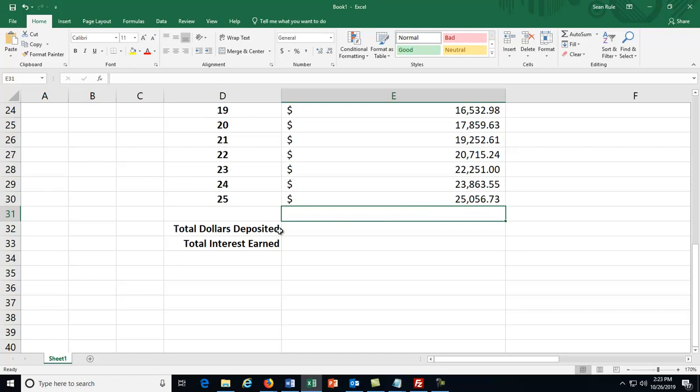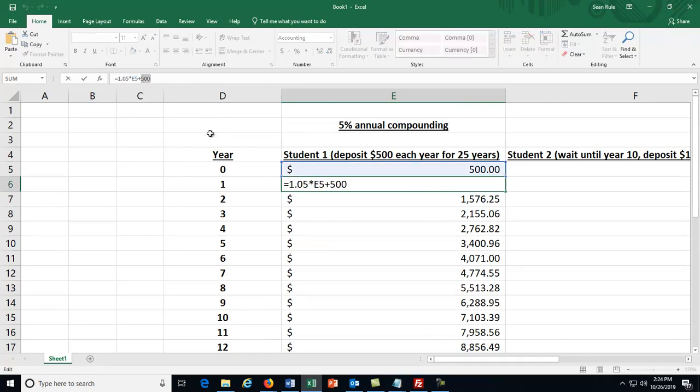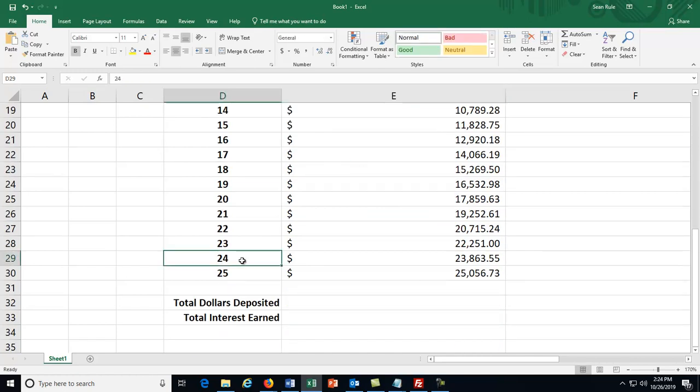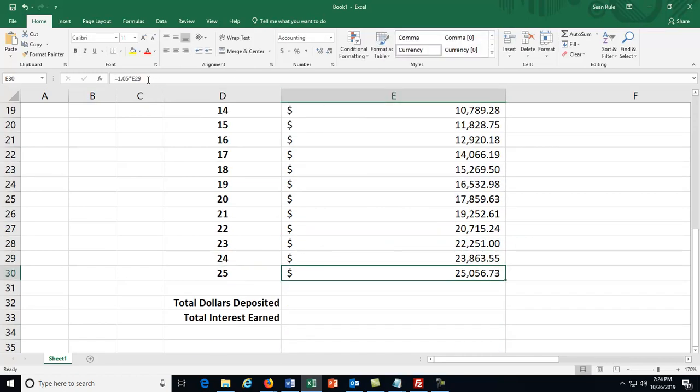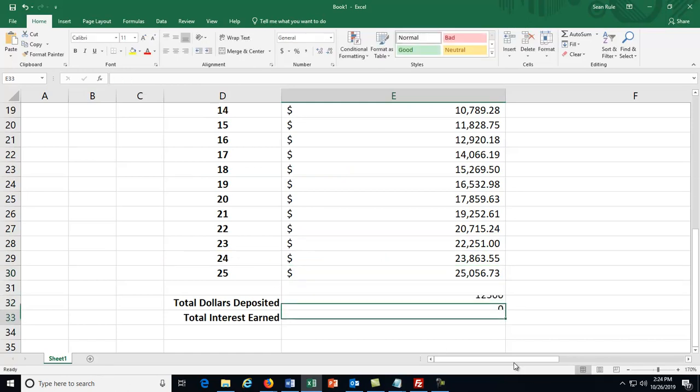And the reason I'm saying that is because now we have to think about how many times the student deposited $500. So they put the first 500 bucks in. In year 1, that was the second 500 bucks. In year 2, that was the third 500 bucks. I think you're seeing where this is going. In year 3, that was the fourth 500 bucks. So if you keep that pattern going, in year 24, that was the 25th 500 bucks. So the total dollars the student deposited was 25 times 500, which is $12,500 deposited. That's their own money over 25 years.